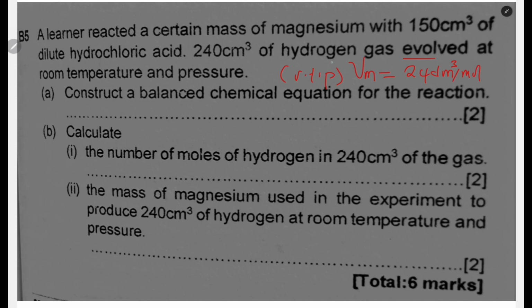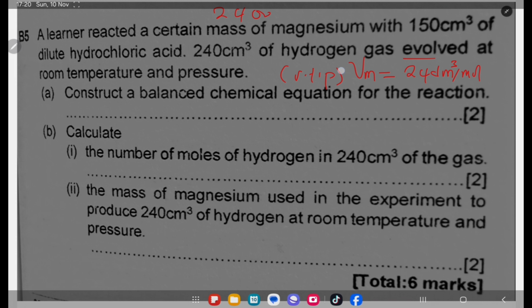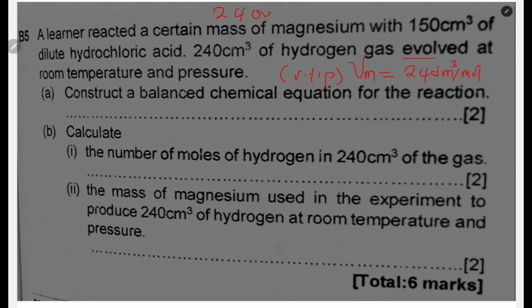But if it's in centimeter, others will prefer using cubic centimeter, which is 24,000 cubic centimeter. Construct the balanced chemical equation for the reaction. So what is the reaction here?